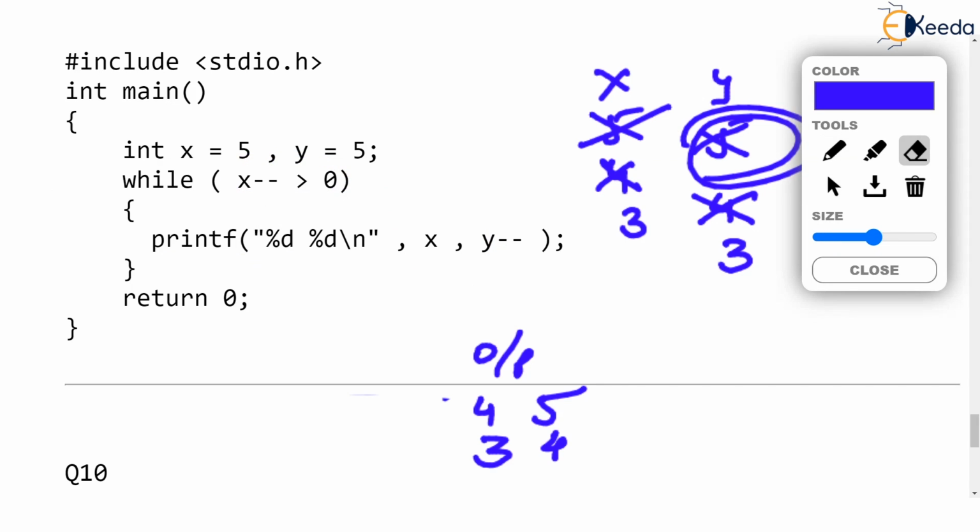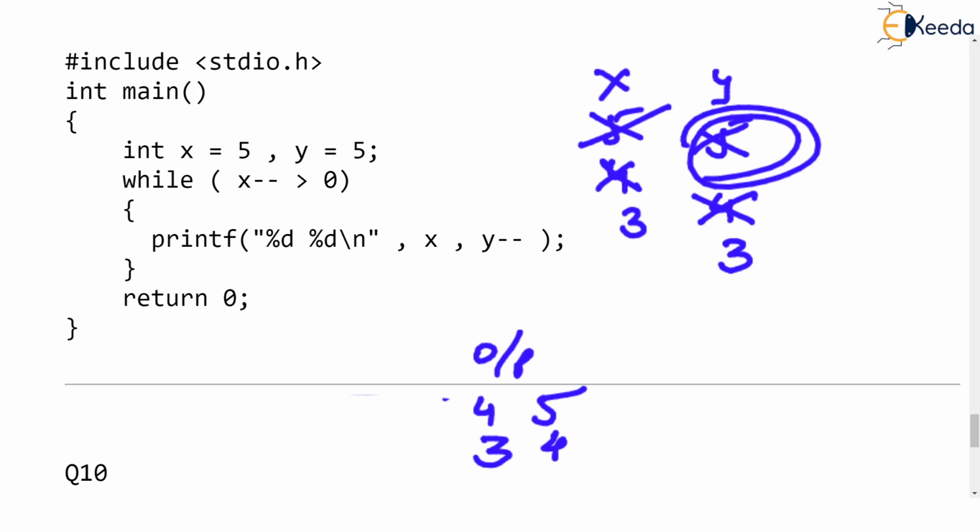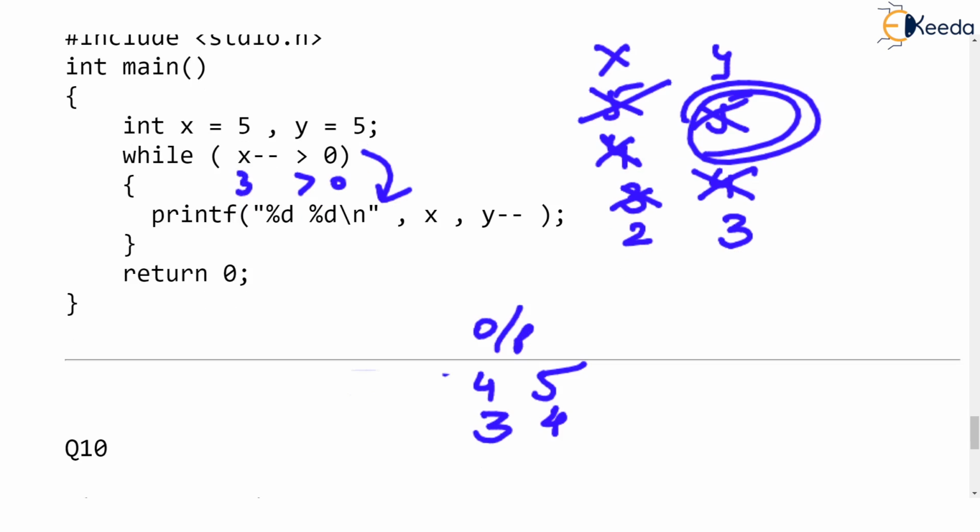So, what happens next? 3 is greater than 0. X is 3. So the loop runs, but x minus minus will make x as 2. So the output now is going to be 2. X is 2. And y will be printed, isn't it? And y is 3. Now, y minus minus will make y as 2. Again, go back to while. X is now 2. 2 is greater than 0. True condition.